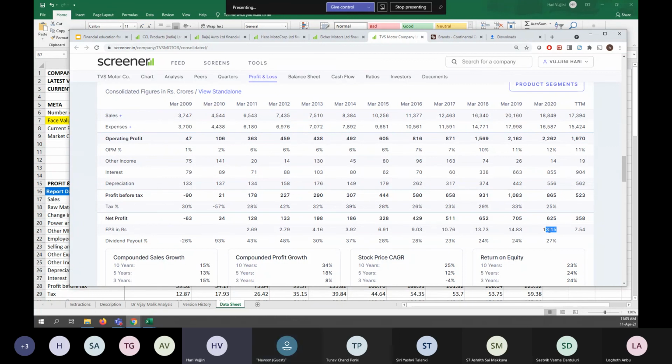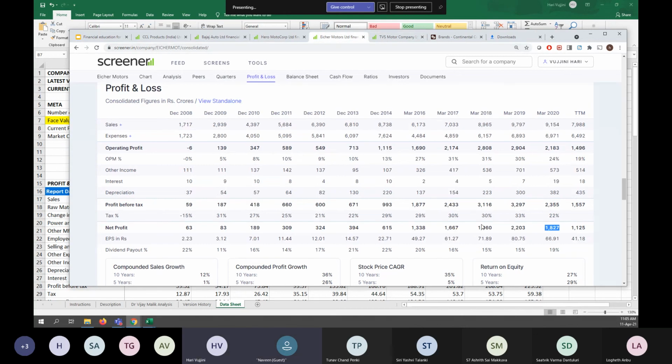This money, the company can pay it as a dividend. As you see, it's only paid 27%. So out of this 13 rupees, they paid only 27% of the 13 rupees. The remaining money probably went to the balance sheet as reserves for future expansion or future growth. You could do the same for Eicher Motors. Eicher Motors paid 19% of the 66 rupees as a dividend. That's the dividend payout ratio.